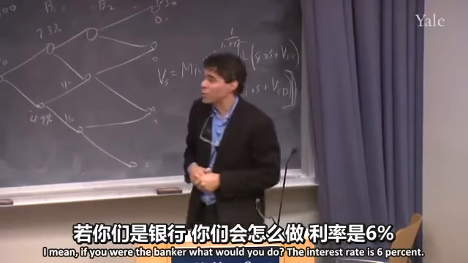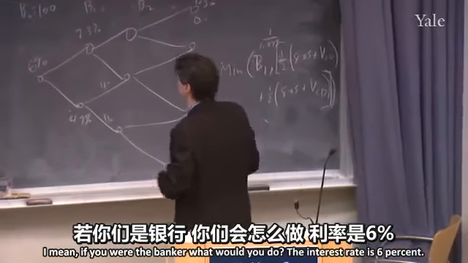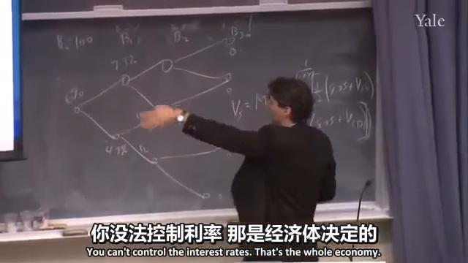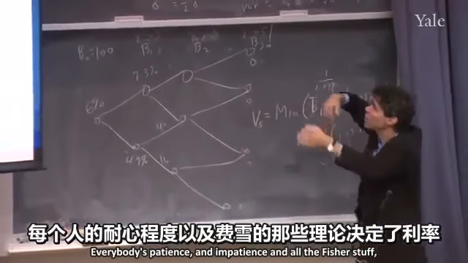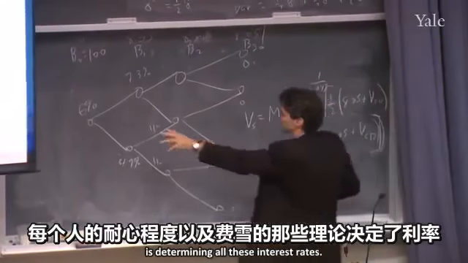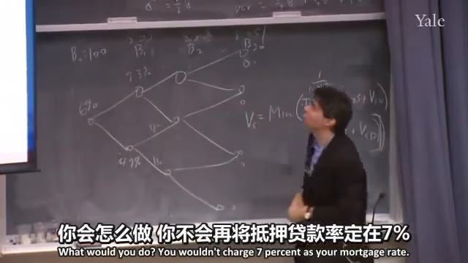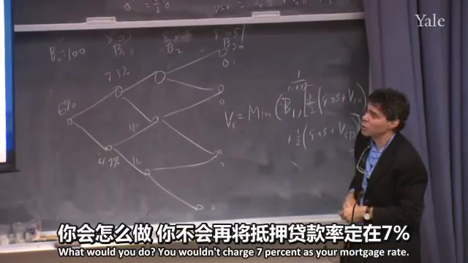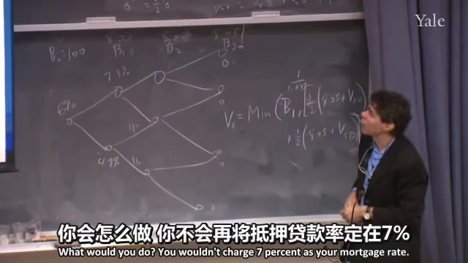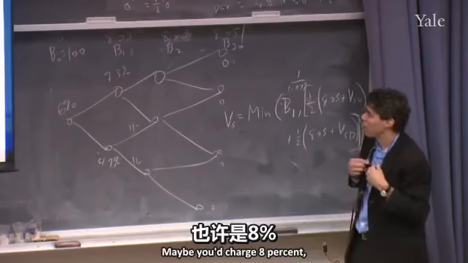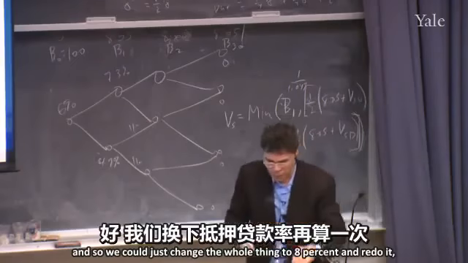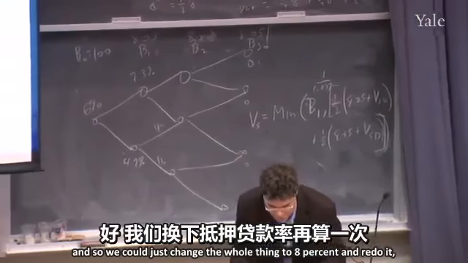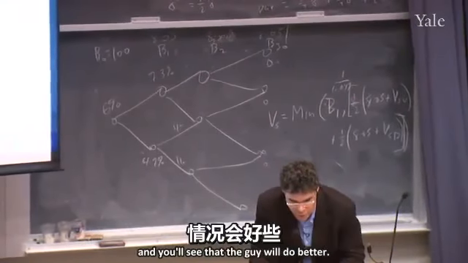I mean, if you were the banker, what would you do? The interest rate is 6%. You can't control the interest rates. That's the whole economy. Everybody's patience and impatience and all the Fisher stuff is determining all these interest rates. What would you do? You wouldn't charge 7% as your mortgage rate. You'd have to charge a higher mortgage rate. Maybe you'd charge 8%. Okay? And so we could just change the whole thing to 8% and redo it. And you see that the guy will do better.